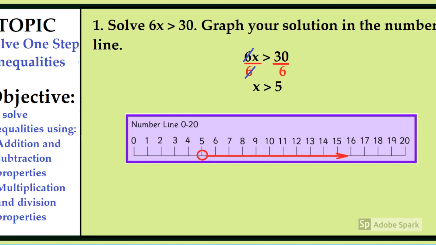We're going to locate number 5 on the number line with an open dot, and the line will go to the right because the inequality symbol is pointing to the right. All the numbers bigger than 5 are the values of x.